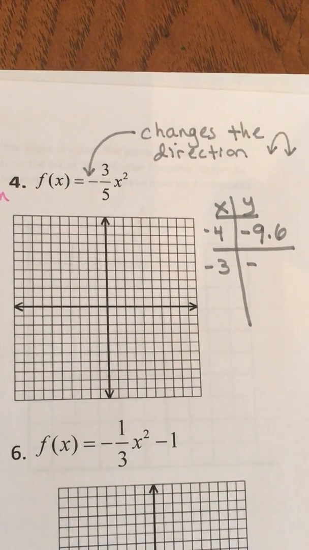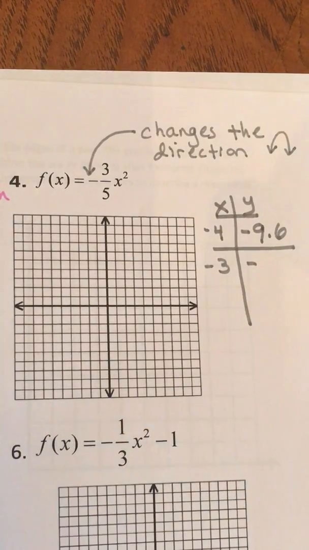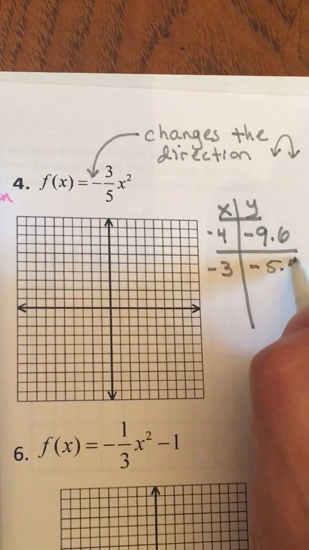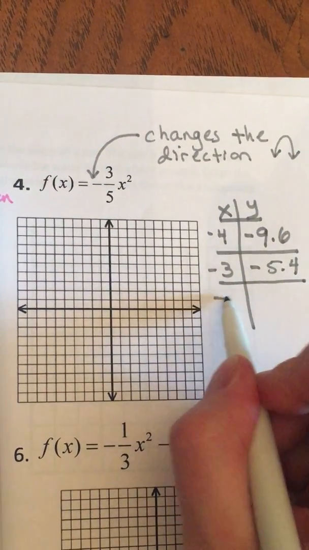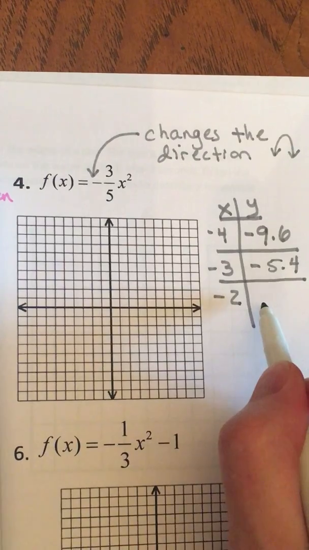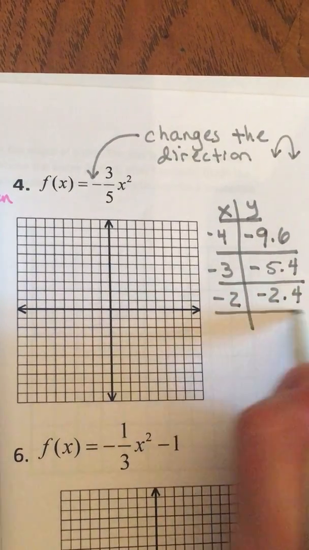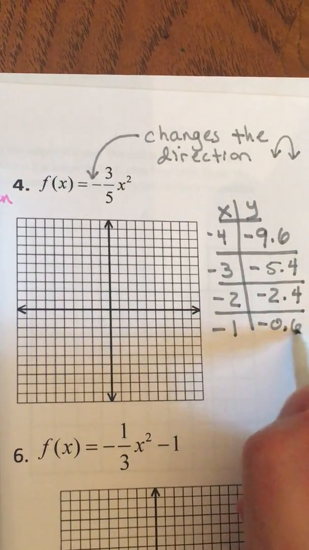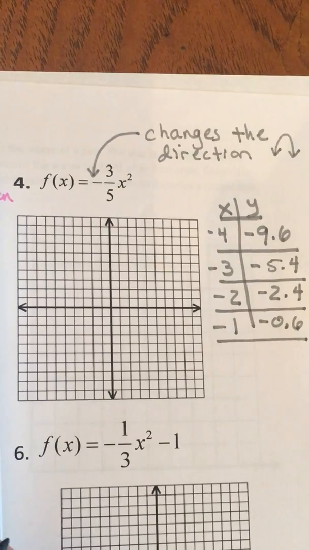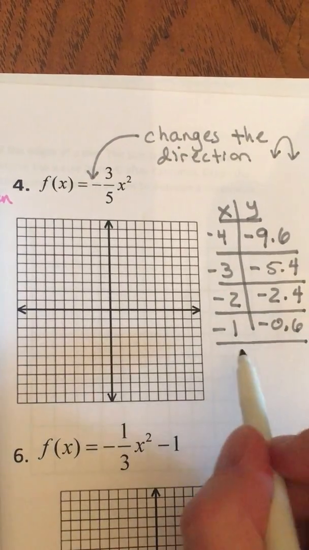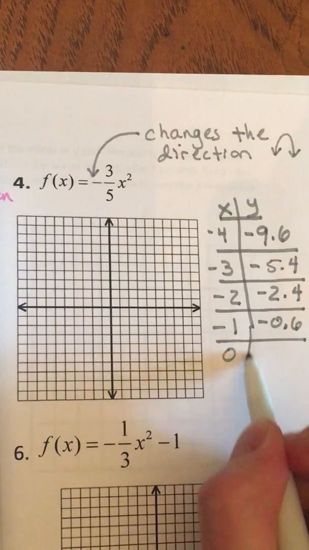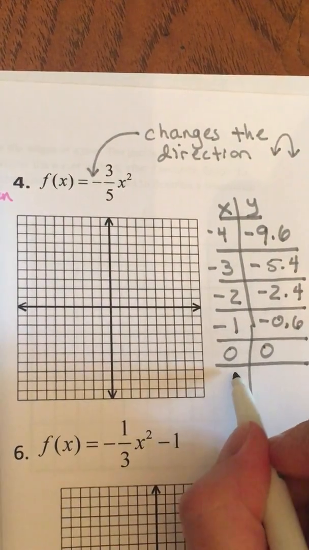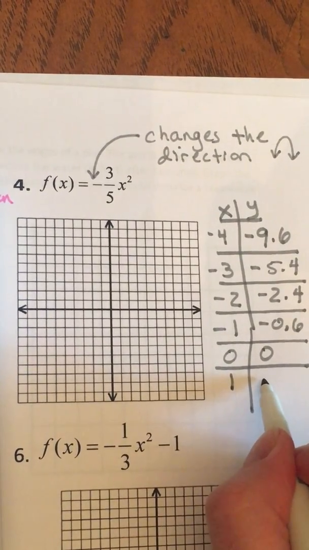Alrighty, so as we were plotting our points, writing down our table, we have -3, -5.4, we have -2, and -2.4, -1, -0.6. If you arrow down on your table, on your calculator, we have 0, 0. And then you'll notice our numbers begin repeating, only with the positive x values.